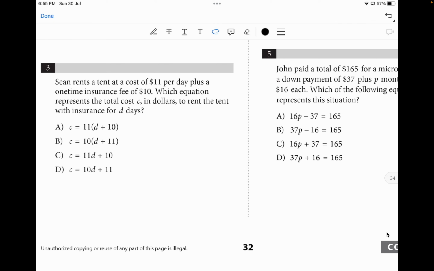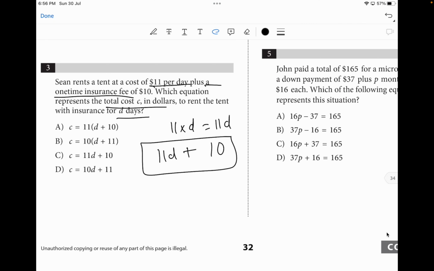So here, since we have to analyze this question, it's $11 per day, and we know that the days are D. So it's going to be 11 times D, which gives you 11D, plus a one-time insurance fee of $10. So 11D plus $10 is the equation we're going to be using for the total cost. So the total cost C is equivalent to 11D plus 10.